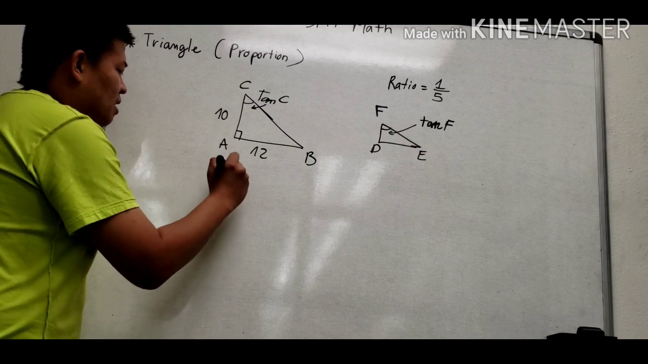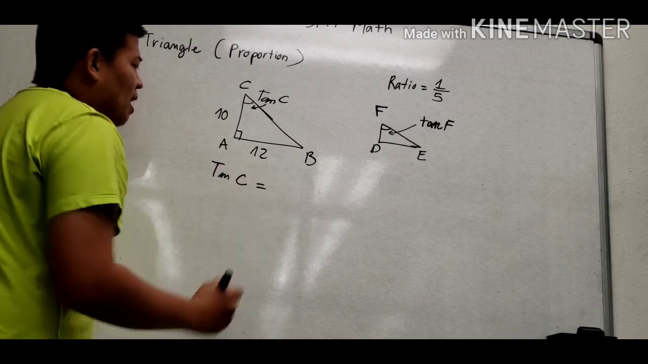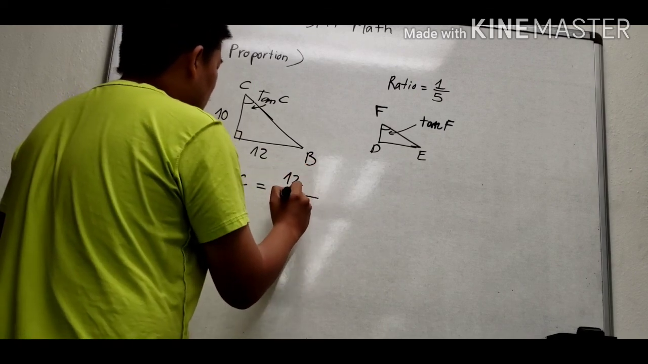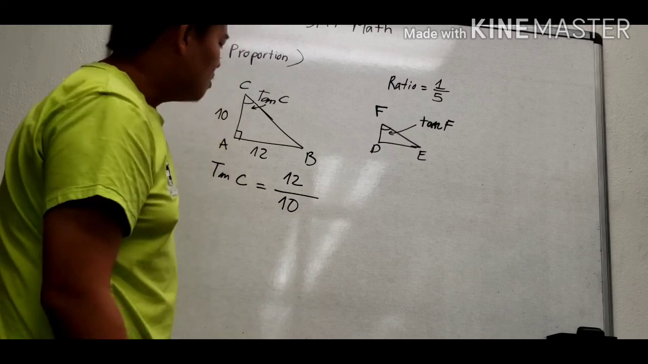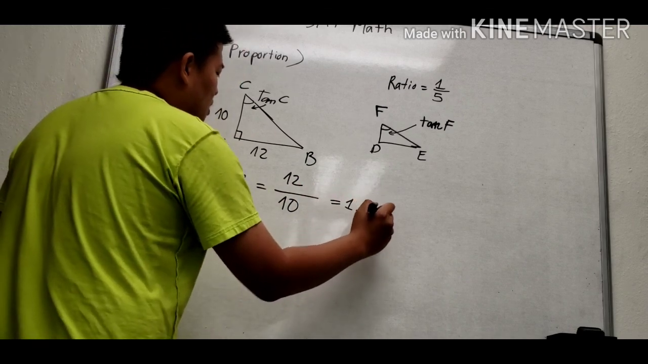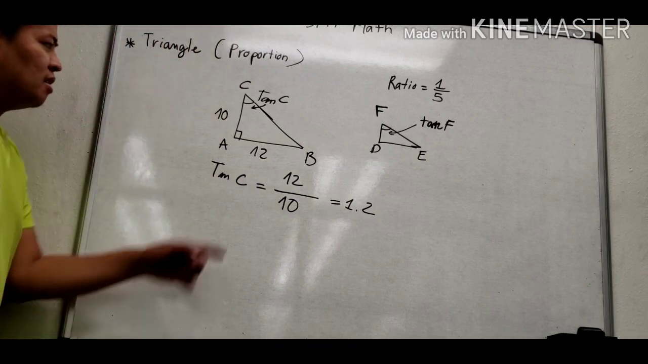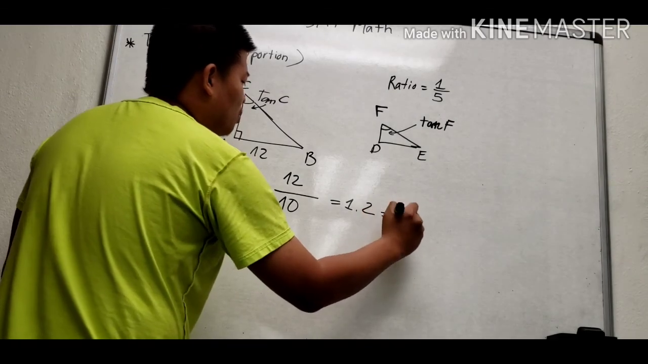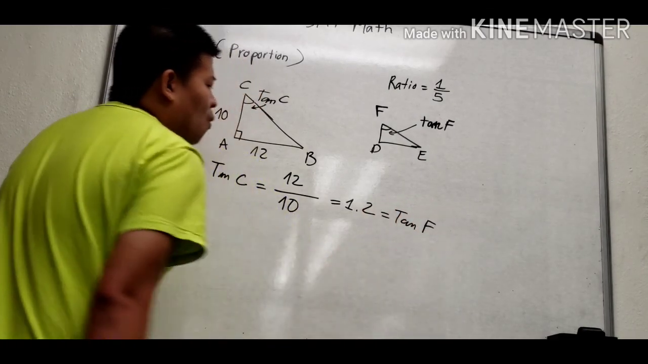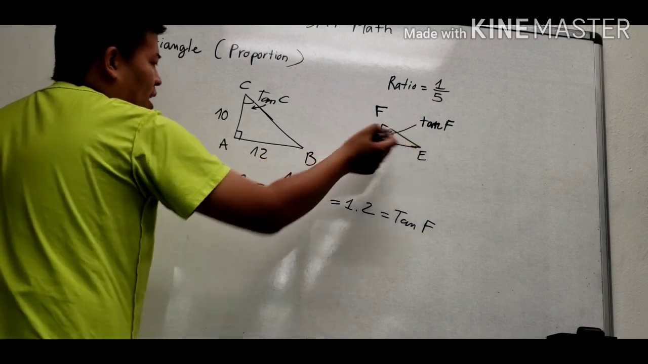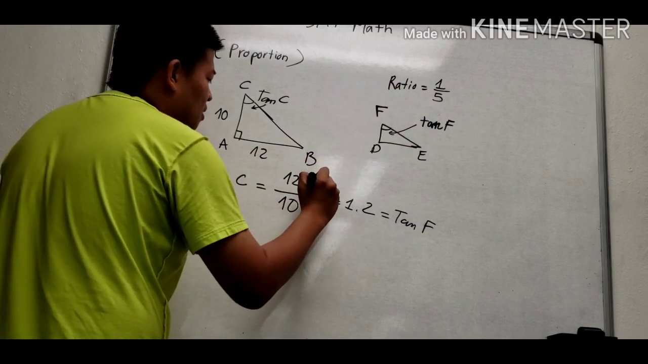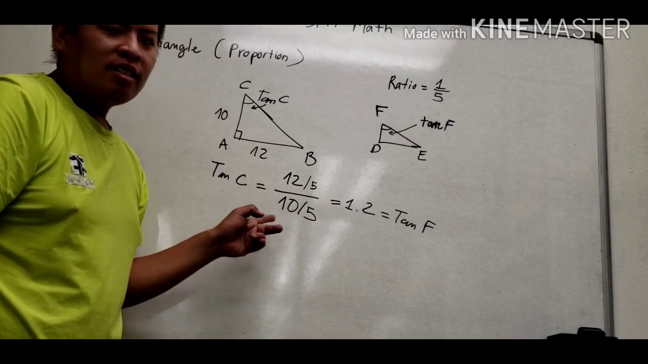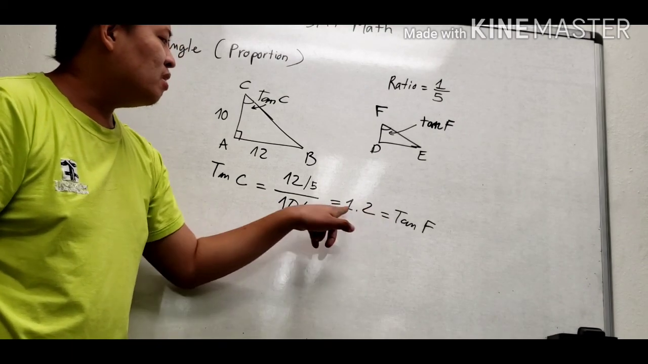So to find the tan C, you go 12 divided by 10. So that's about 1/4. And if we have the tan F here, then we have 1/2 too. Why? Because for the tan F, you need to divide by 5, and 10 needs to be divided by 5. However, if we do it like this, they keep the same value, with tan F being 1/2.